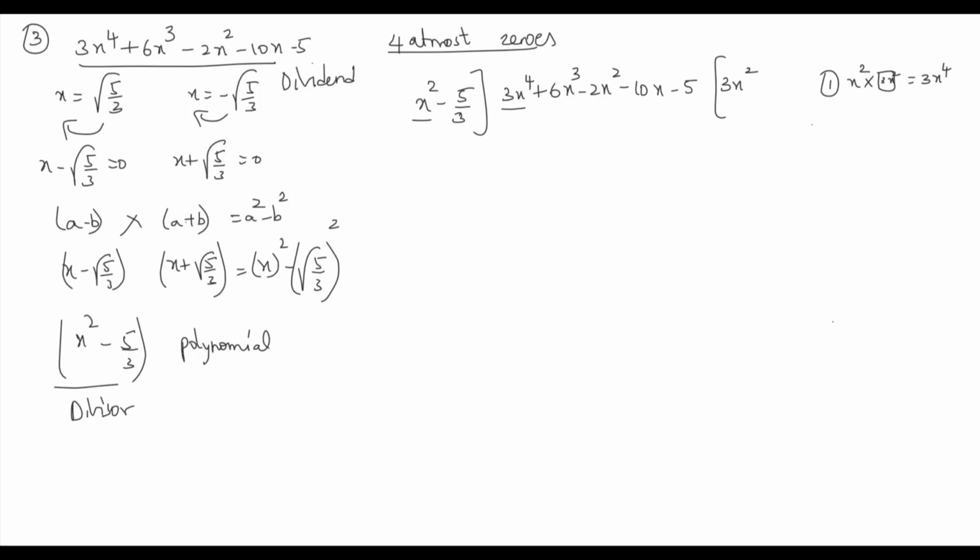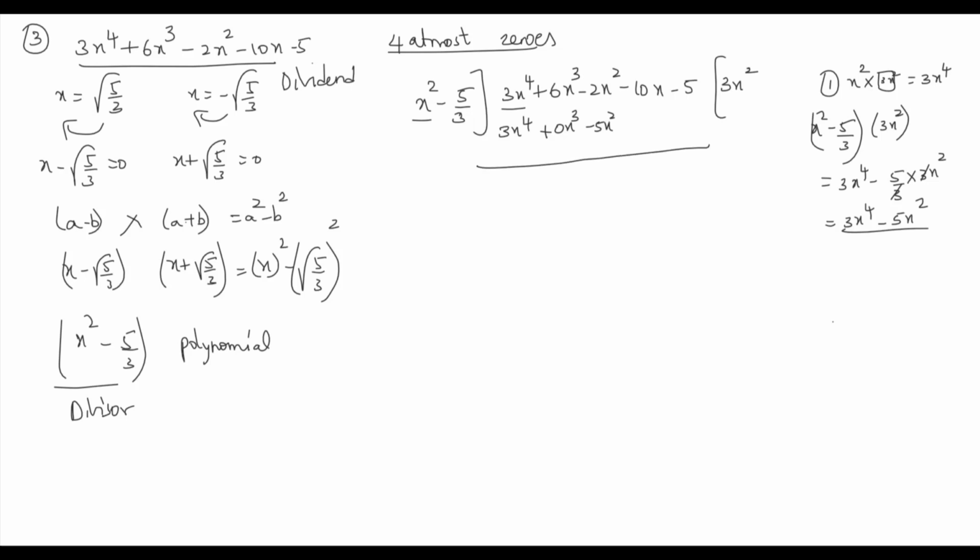Take the divisor, that is x square minus 5 by 3, and multiply it by 3x square. We will get 3x power 4 minus 5 by 3 into 3x square. That is, 3 gets cancelled. We will be left with 3x power 4 minus 5x square. Place this carefully beneath the dividend. That is 3x power 4. Because there is no x cube term, it will be 0x cube minus 2x square. Beneath that, you will place minus 5x square.